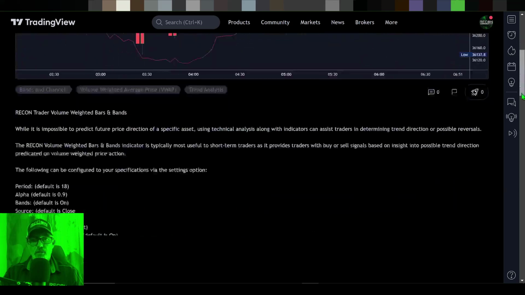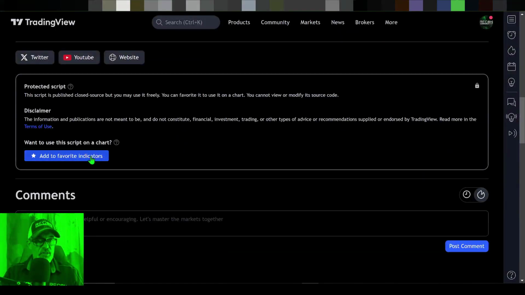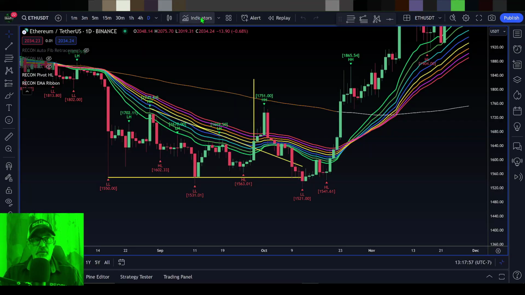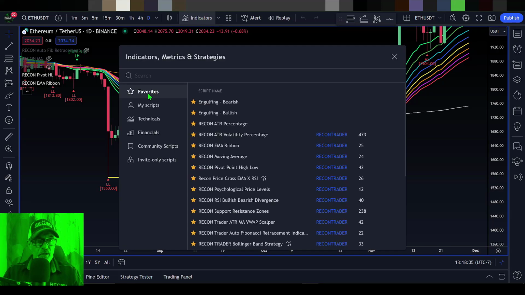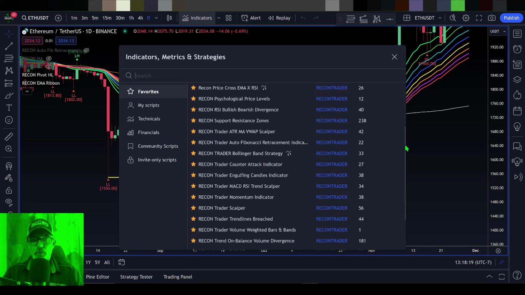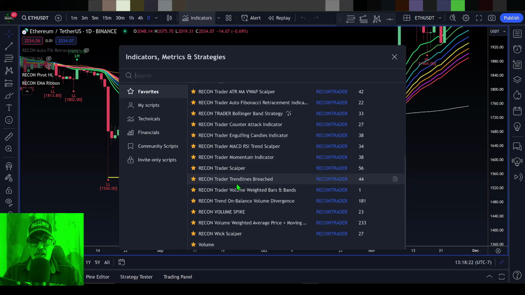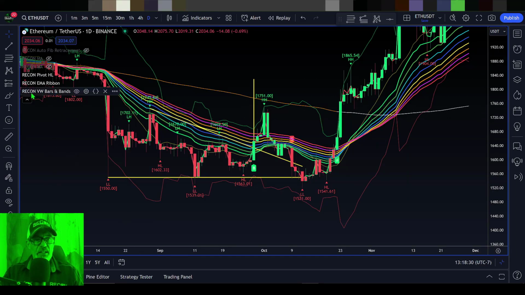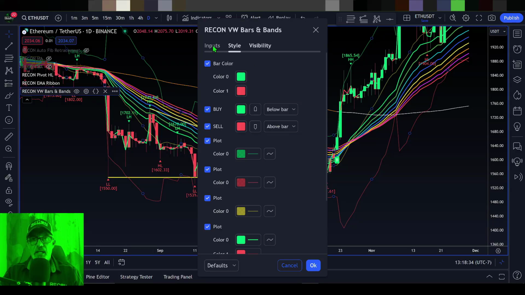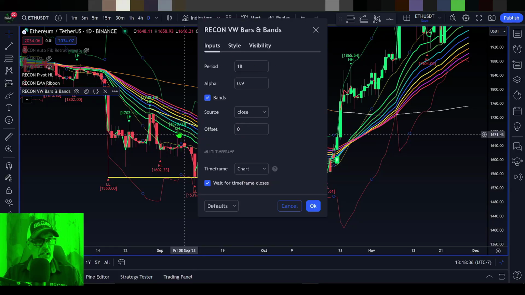You just need to scroll down until you see add to favorite indicators, give that a click, and then go to your charts, click on indicators, click on favorites, and then scroll down until you find the RECON Trader volume weighted bars and bands. Give that a click, and that will add the indicator to your chart, where you can then click on settings and adjust the settings to meet your strategy requirements.